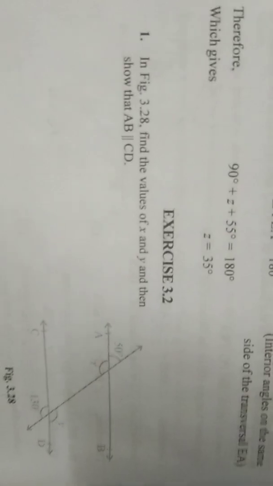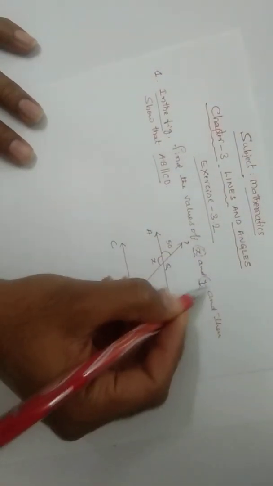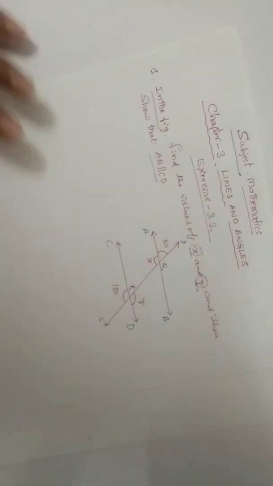In this exercise, in figure 3.28, find the values of x and y and then show that line AB is parallel to CD. This is the actual figure in the textbook, and the same problem is written on the white paper like this. So how do we find the values of x and y? Let us find them, and after that show how AB will be parallel to CD.